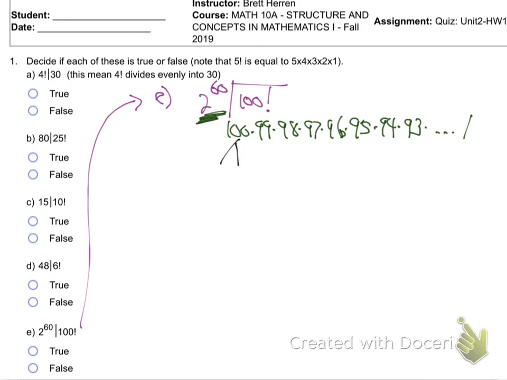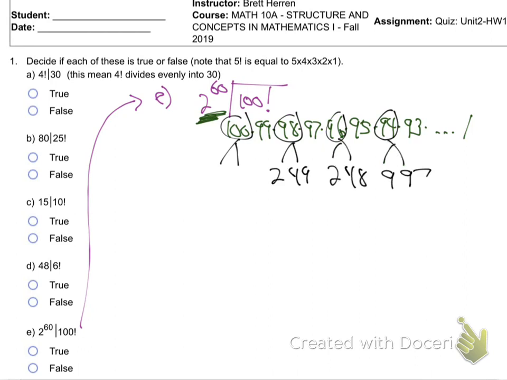Well, first off, every other number has a 2, right? 100, 98, 96, 94. Half the numbers have a 2, right? 98 is 2 times 49. 96 is 2 times 48. 94 is 2 times 47. So yeah, every other number has a 2. So there's 50 2's already. Right off the bat, we've got 50 2's. Half the 100 numbers have 2's in them.